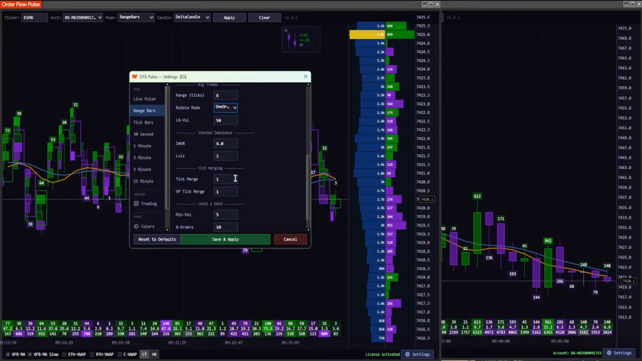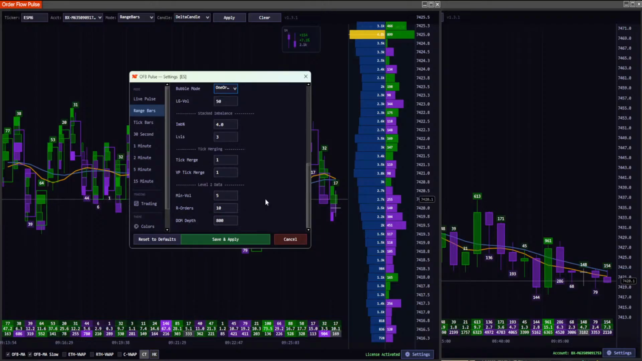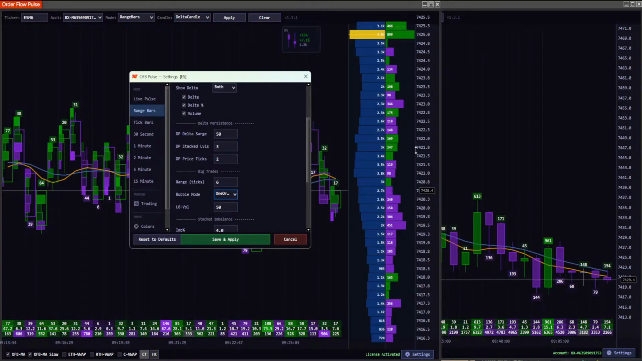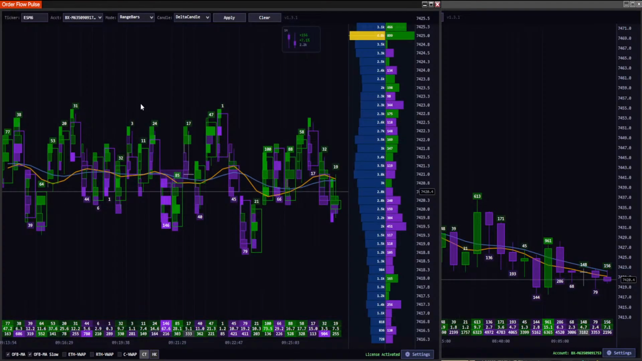I'm not tick merging the ES. I'm not volume profile tick merging. This profile tick merging, I'm not doing level 2 data. We're not even using that. Okay, that's for the bid and ask over here. We're not even using that. So that's what I'm using.